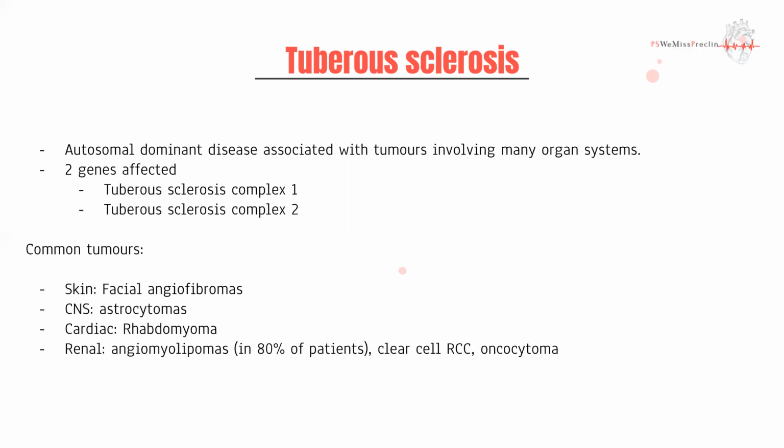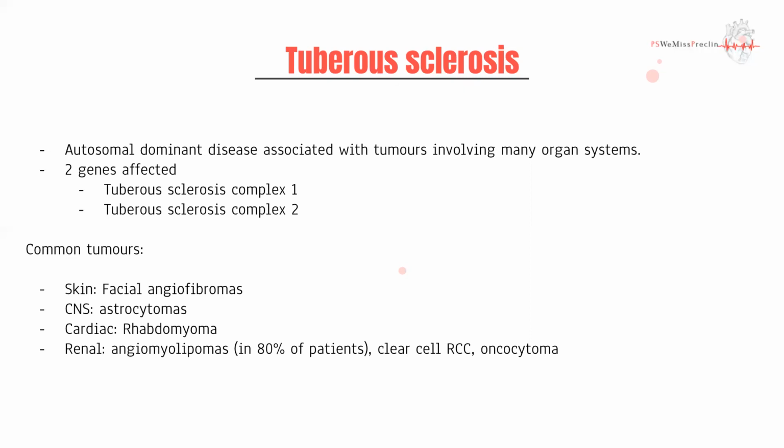So within the skin, they present with facial angiofibromas. As the name suggests, angiofibroma means it's composed of blood vessels and fibrous tissue. In CNS, we see astrocytomas. In the heart, you can see rhabdomyomas. And in renal patients, or from a renal perspective, you see angiomyolipomas. And up to 80% of patients with tuberous sclerosis have an angiomyolipoma. It's always something you look out for.